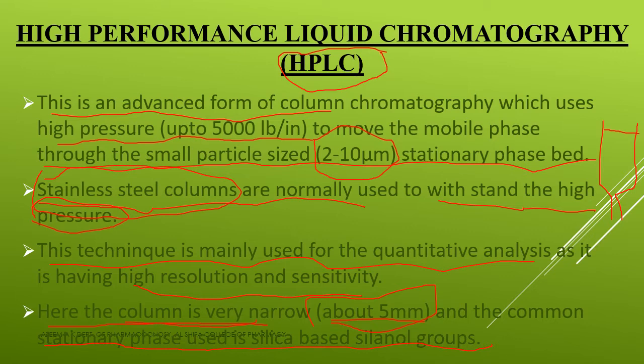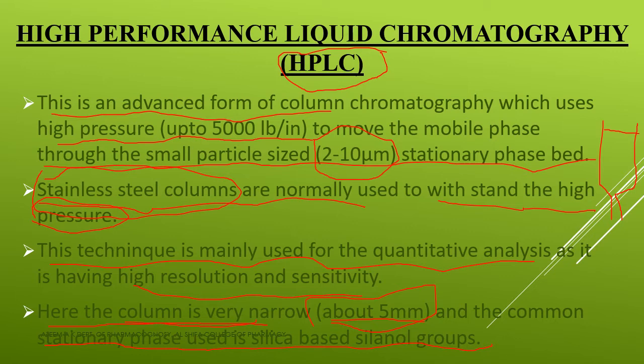Here the particle size is from 2 to 10 micrometer, and these particles are packed in the stationary phase bed. Clear? And here stainless steel columns are normally used, to withstand the high pressure, because in HPLC we are applying very high pressure. Initially itself I already told that the pressure may range from 50-100 pounds per inch, and stainless steel columns are normally used to withstand it.